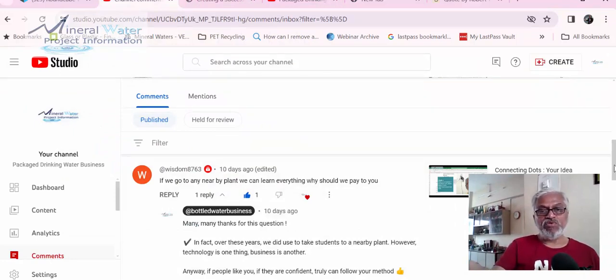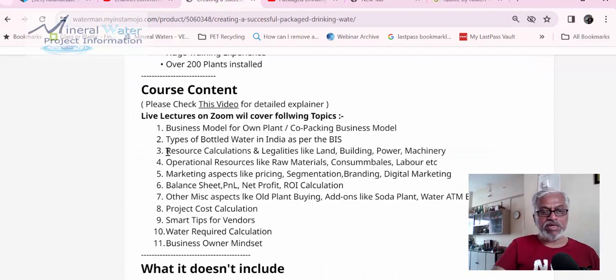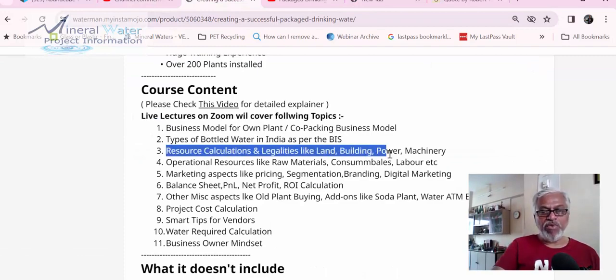And of course, we are spending our time and we are making some part of money. That is the only thing which we are doing. So do come to the training again, and resources. Yes, as I told you, resource calculations and legalities like land, building, power and machinery.